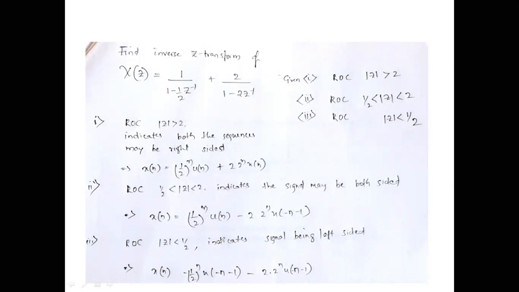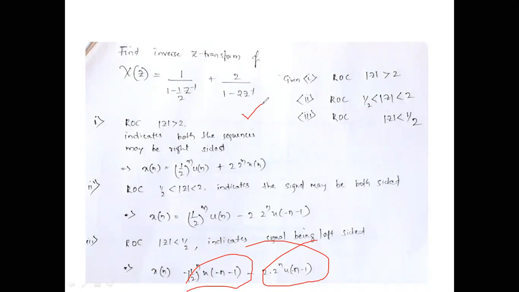In the third case, what happened? What it says, ROC less than 1 by 2. That means both the signals shall be straight away left sided. So I wrote minus alpha to the power n u of minus n minus 1. Alpha value is 1 by 2. So minus 1 by 2 to the power n u of minus n minus 1, and then minus 2 to the power n u of minus n minus 1. Okay. So that is how I determine the inverse Z transform.